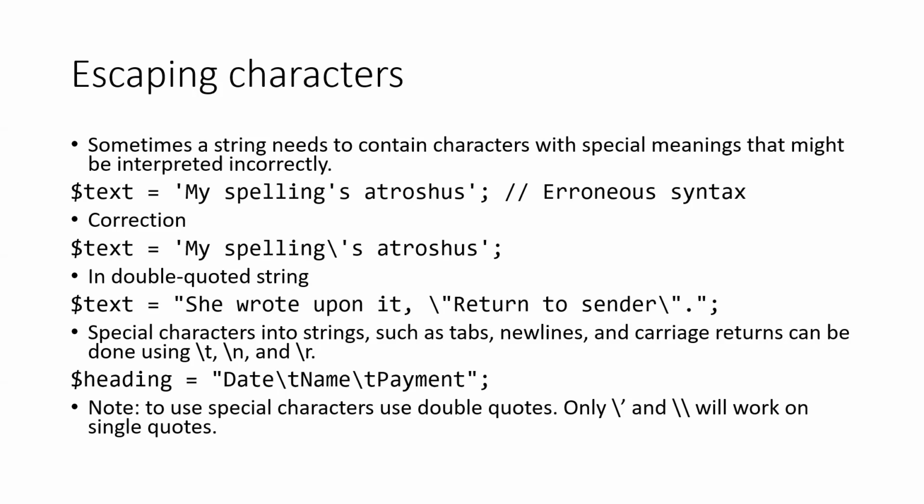Whenever you want to use tabs, new lines, and carriage returns, there are special characters you can use. For example, we have \t, \n, \r. \t will give you a tab space. \n, usually, you will say new line. If you want to use a slash, then you have to use a double slash. So make a note of this.